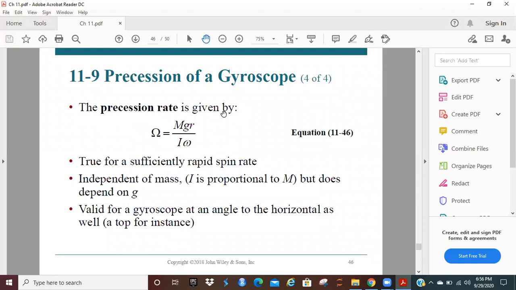The precession rate is given by omega equals mgr divided by the angular momentum. And this is going to hold true for a sufficiently rapid spin rate. It's going to be independent of mass, but not gravity. And it's going to be valid for a gyroscope at any angle to the horizontal as well, like a top.